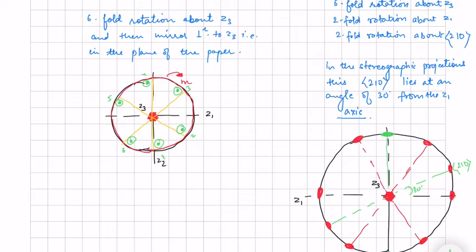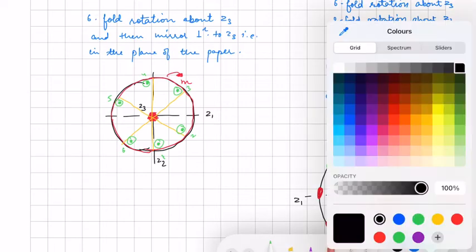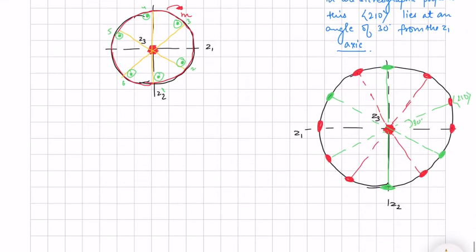So this is again your 2 fold. Then after 60 degree, it comes here. Okay, and then after 60 degree it returns to its original position. So let us have points to denote this. So let us start with the point here.